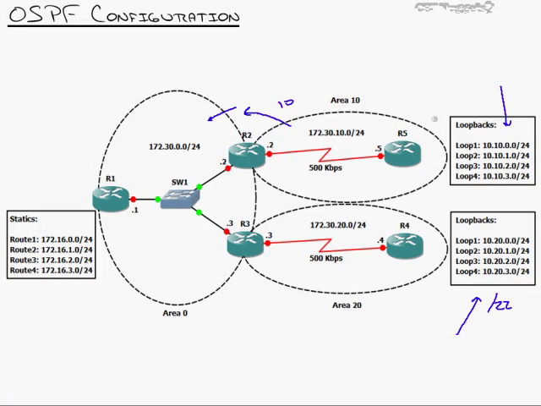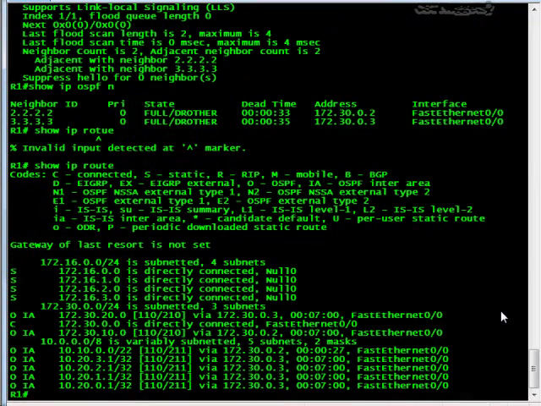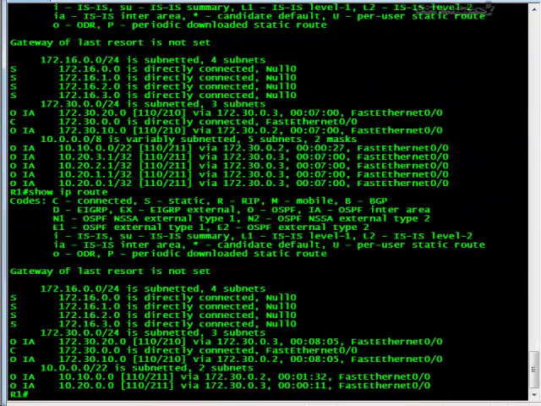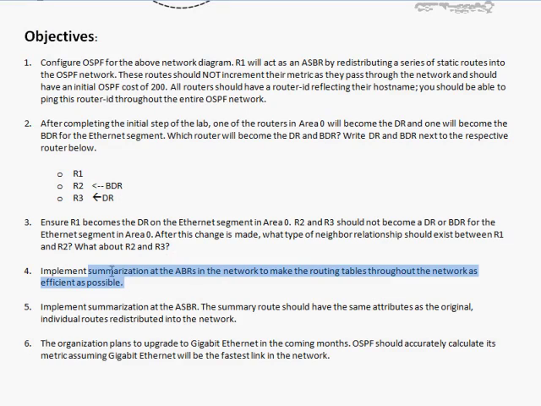Again, same thing that we saw up here in area 10. So let's verify it. Shoot up here to router 1. Show IP route. 10.10, 10.20. Good. We've now suppressed all of those and we've summarized them. So that was implementing summarization at the ABRs to make the routing tables throughout the network as efficient as possible.